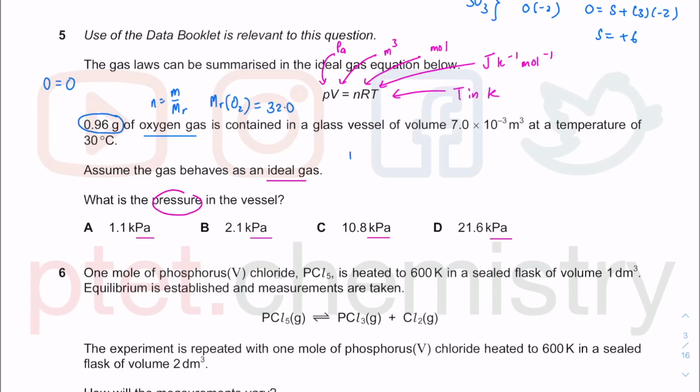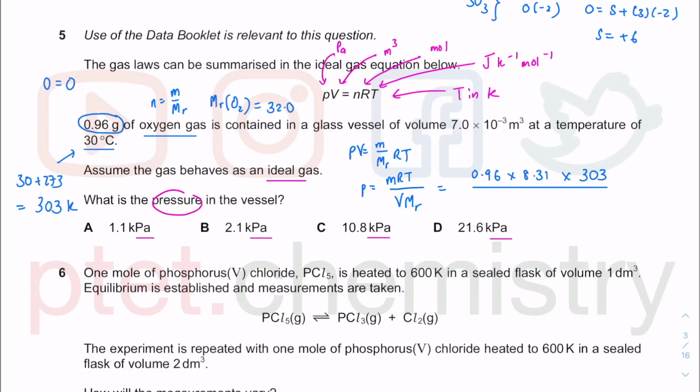Now, rearranging this equation, PV equals mass over Mr, which is the mole, times RT. You want the pressure, so it's mRT over V Mr like that. So the mass of the gas, 0.96, and then 8.31. And then the temperature there is, are we told about the temperature? 30 degrees Celsius. So you need to add 273 in order to convert degrees Celsius to Kelvin. So what I get is 303 Kelvin now. So times 303 Kelvin divided by the volume, so 7.0 times 10 to the minus 3 meter cube. And then the Mr there is going to be 32.0.